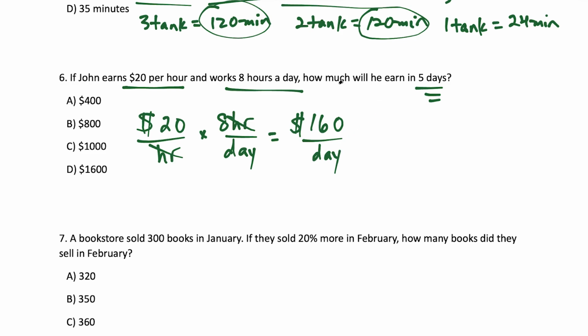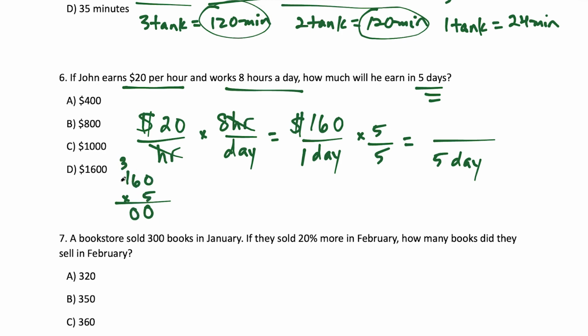And we want to know how much John earns in 5 days. So if we just think about this here, $160 in 1 day, if we multiply the top and bottom of this fraction by 5, this is going to tell us how much John earns in 5 days. So now we're just going to do 160 times 5. Let's work this out over here. 5 times 0 is 0. 5 times 6 is 30. We carry the 3. And then 5 times 1 is 5 plus 3 is 8. So this tells us that John earns $800 in 5 days. We're just multiplying these values across here, and we're going to get choice B.